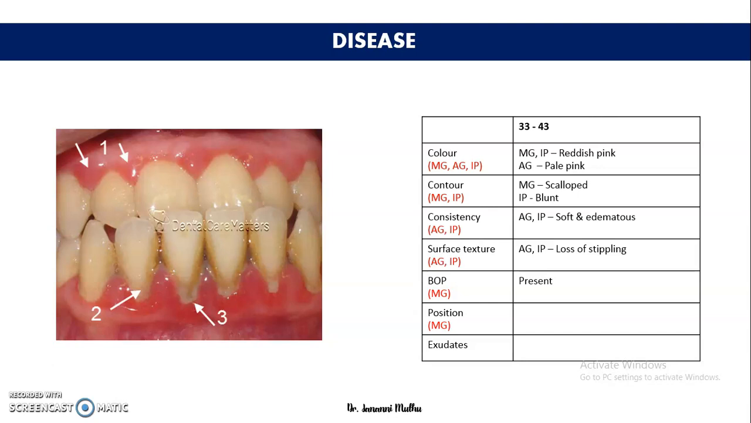And looking at the position, look at the 4 incisors. The marginal gingiva is slightly apically placed. So, in all the 4 teeth, the marginal gingiva is apical to CEJ. And clinically exudate is seen. So, exudate is present. So, this is how we will record the gingival findings specific to the anatomical region of the gingiva.